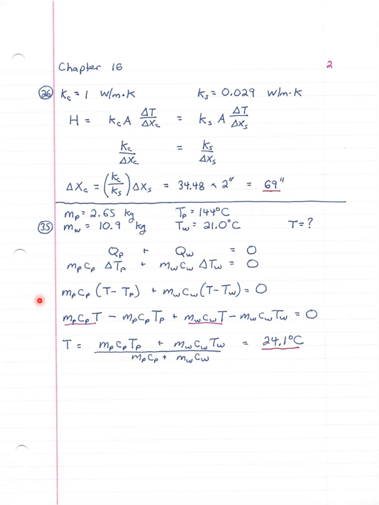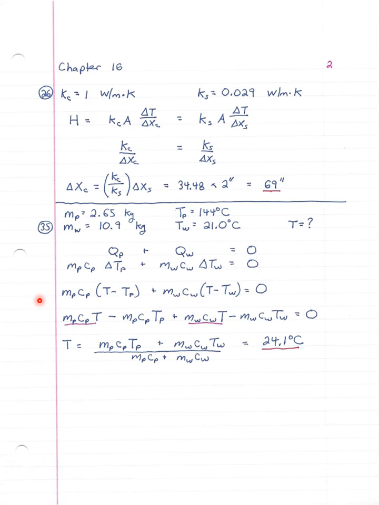Let's look at number 35 now. 35 says, an iron frying pan of mass 2.65 kilograms is at 144 degrees Celsius when it's plunged into a sink full of 10.9 kilograms of water at 21 degrees Celsius. Assuming no heat loss, what is the equilibrium temperature of the water and pan?